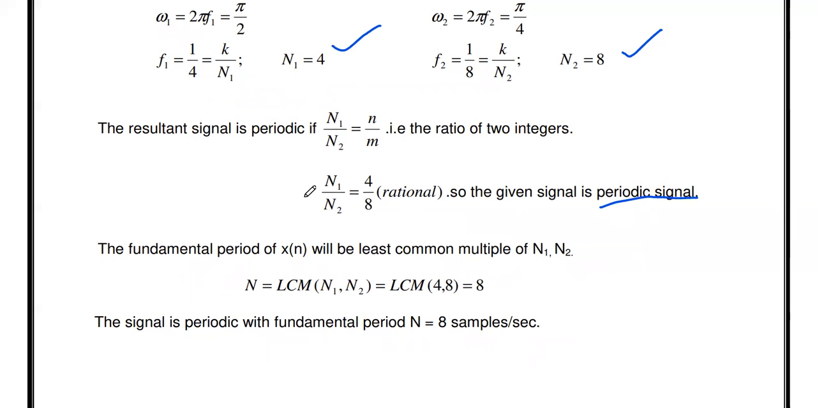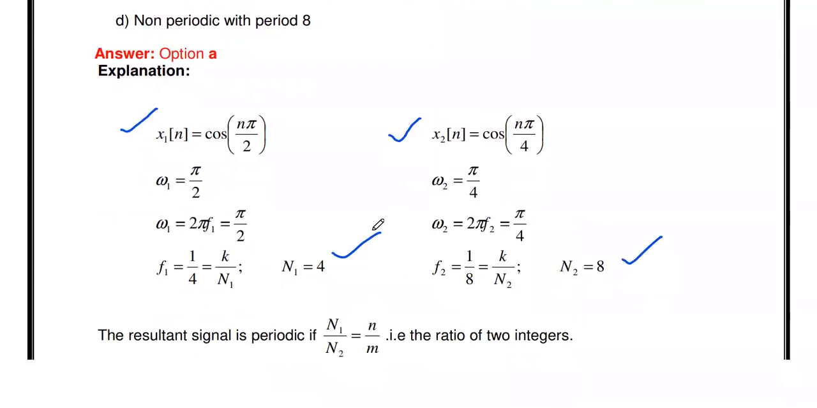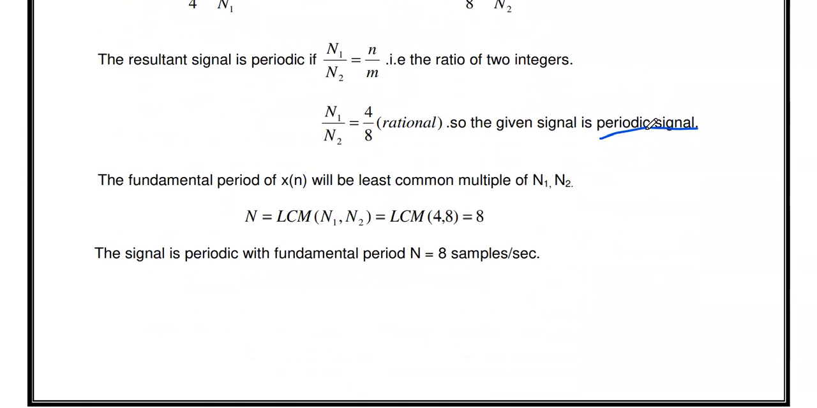Here in the choices, periodic is there in two of them, but in the first choice periodic with period 8, in the second one periodic with period 4. That's why we have to find the fundamental period. After determining it is periodic, the fundamental time period of x of n is nothing but the LCM of N1 comma N2.